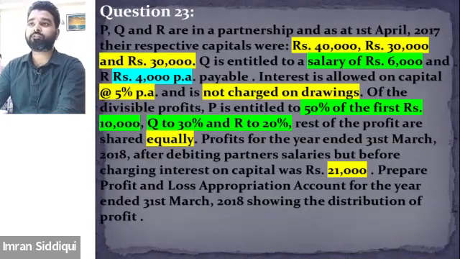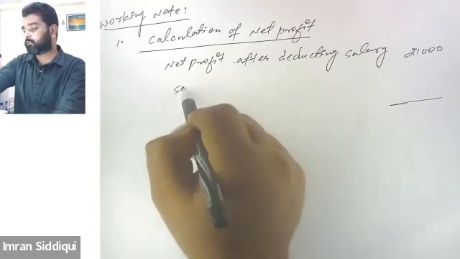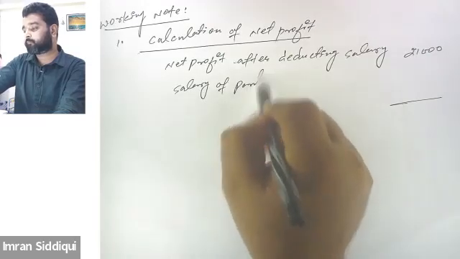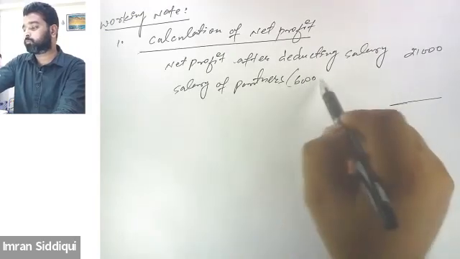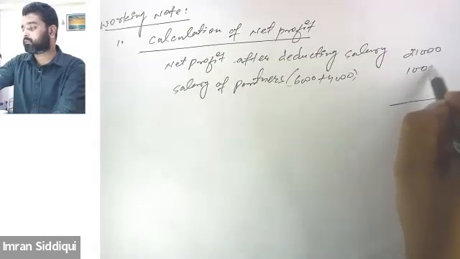Salary of the partner in this question is given, no? See, read the third line. Q is entitled to a salary of rupees 6,000 and R is entitled to a salary of 4,000 per annum. That means total salary payable to Q and R is 10,000, right? So salary of partners: 6,000 to Q plus 4,000 to R. Total salary will be 10,000.